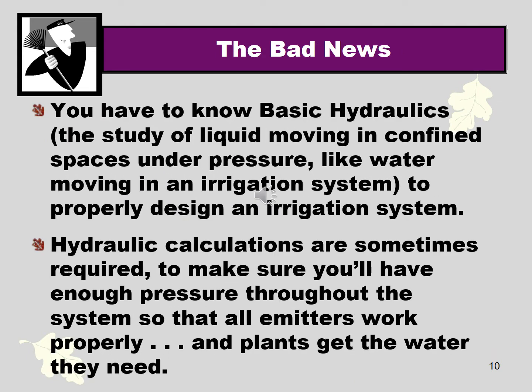So the bad news about irrigation systems is you have to know basic hydraulics, which is the study of liquid moving in confined spaces under pressure, like water moving in an irrigation system, to be able to properly design that irrigation system. That involves calculations. Hydraulic calculations need to be made to figure out the flow rate, the pressure, and how that changes in your system to make sure your emitters will be functioning under the proper pressure for them to work properly and give the plants the water that you are expecting and that the plants need.